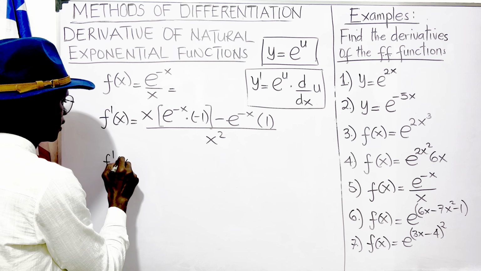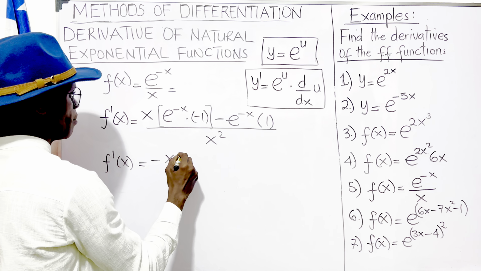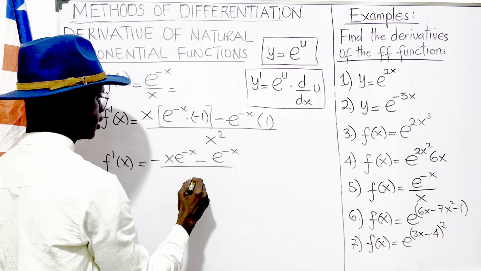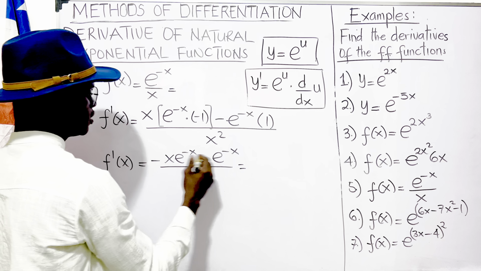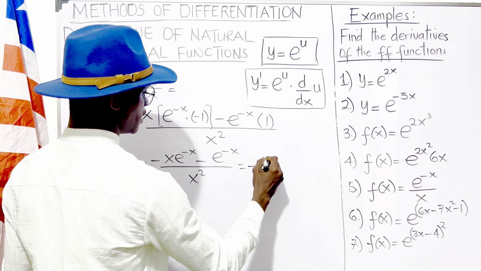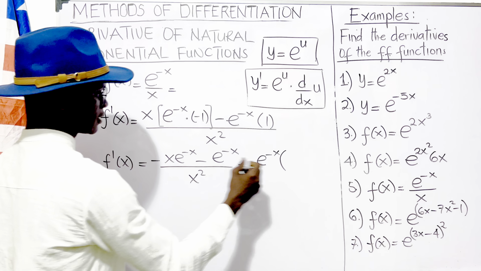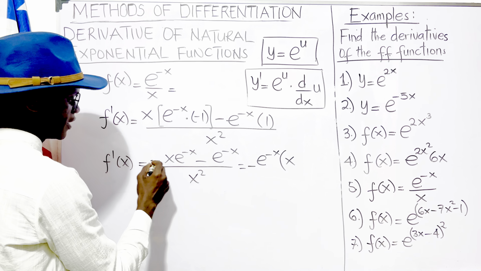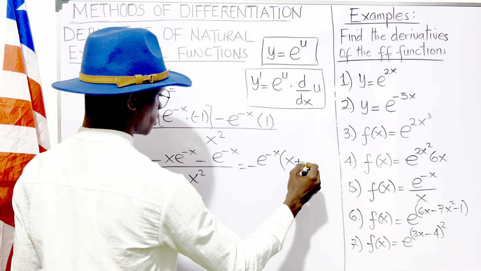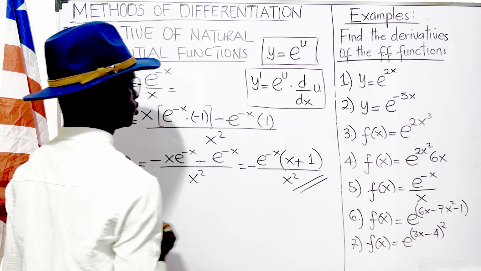So we simplify. We have negative x e raised to the power minus x, minus e raised to the power minus x, all over x squared. So e raised to the power minus x is in both terms, so we can factor out negative e raised to the power minus x, and then we'll be left with x. Now we already factored out the negative, so negative times this negative is positive, so this is positive 1, divided by x squared. So this is our final answer.